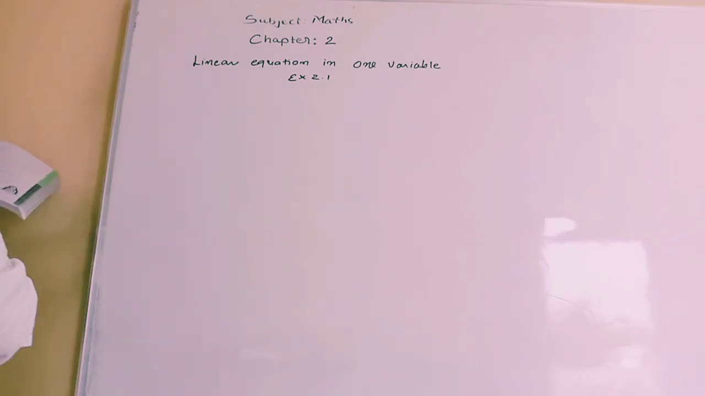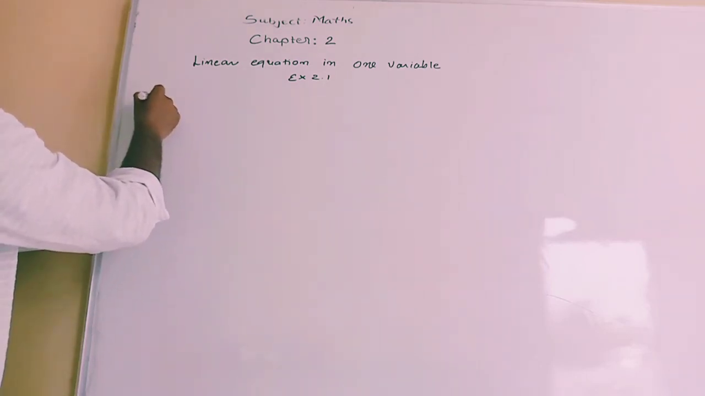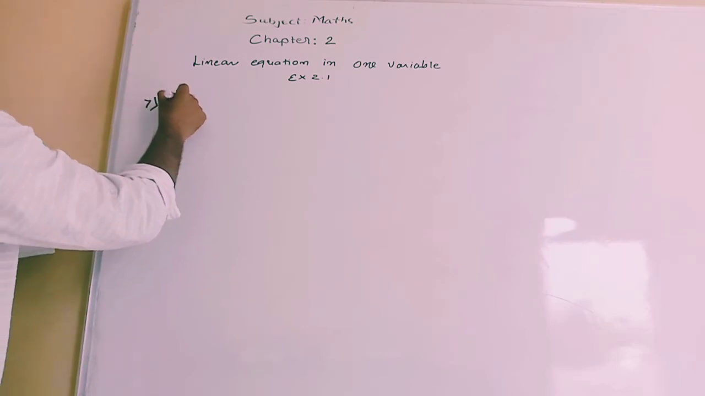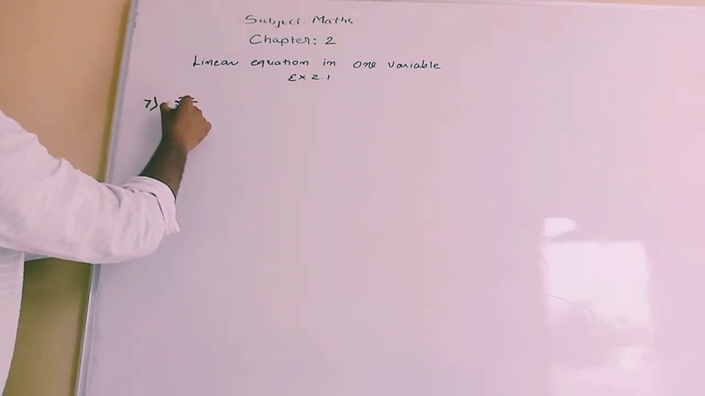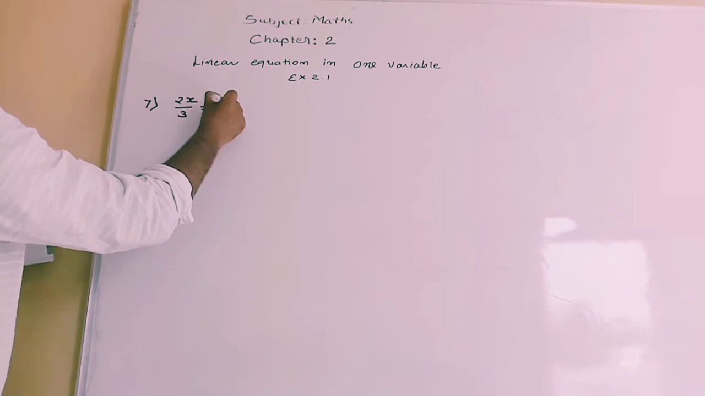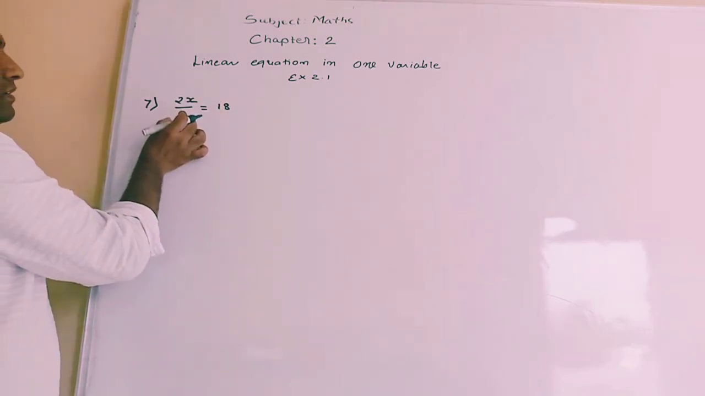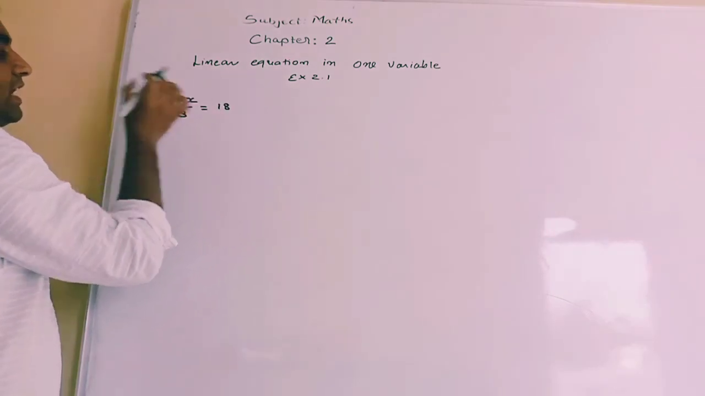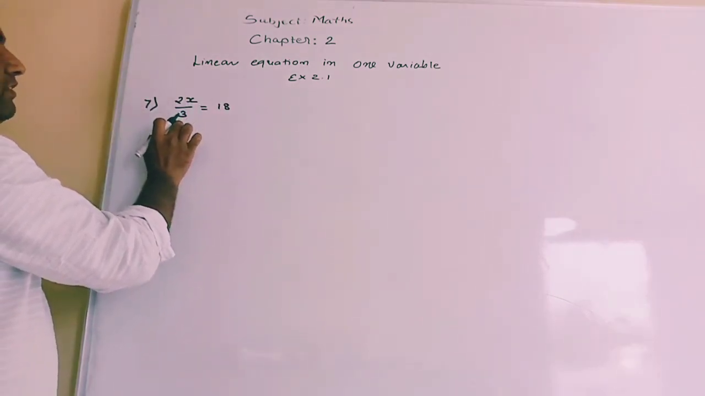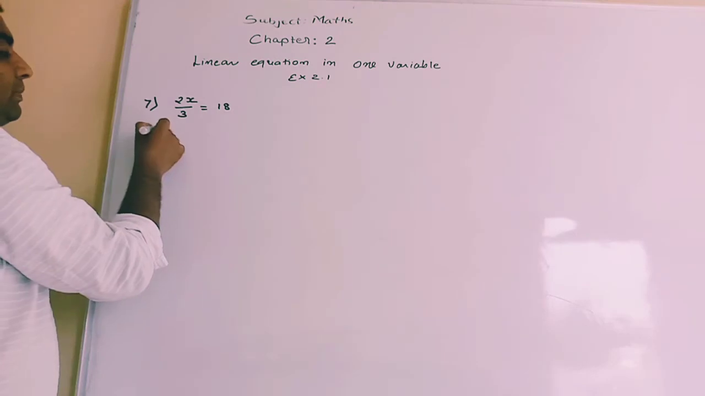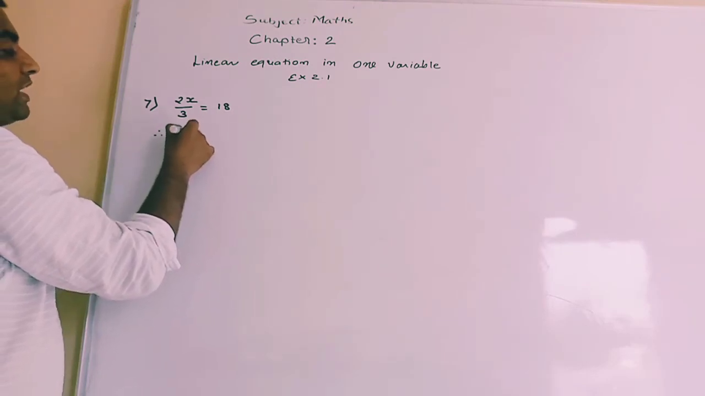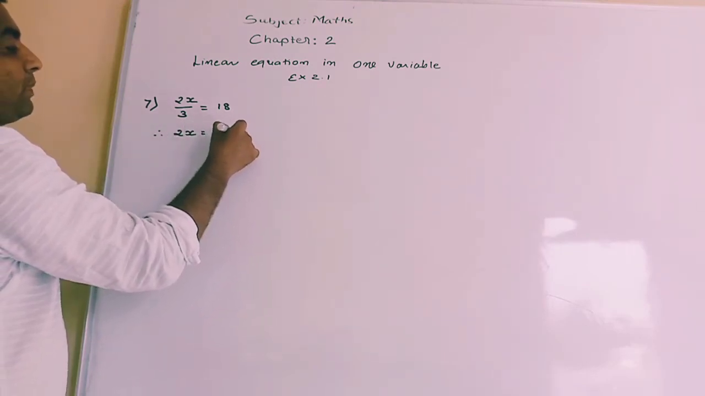Now we have the 7th question. 2x by 3 equals 80. So from the left hand side, 3 we take to the right hand side. Then it is in divide relation, we will convert into multiply relation. And so 2x is equal to 80 multiplied by 3.